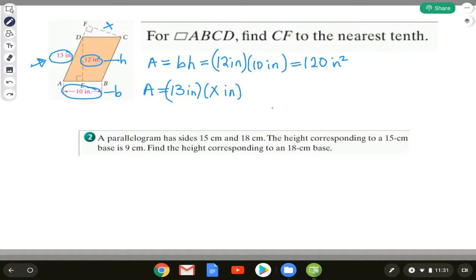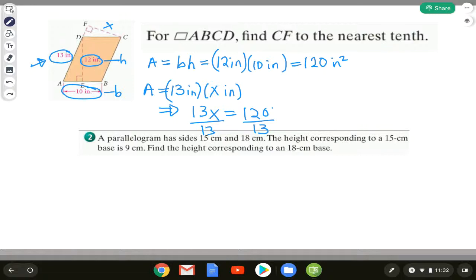But I don't know what x is, which is why I use the other. But now I know that the area has to be 120 square inches, and it has to be the same regardless of which base I use, as long as I'm using the proper height with it. So this is going to tell me that 13x has to equal 120 inches squared. So I'll just divide both sides by 13 to find out what x is.